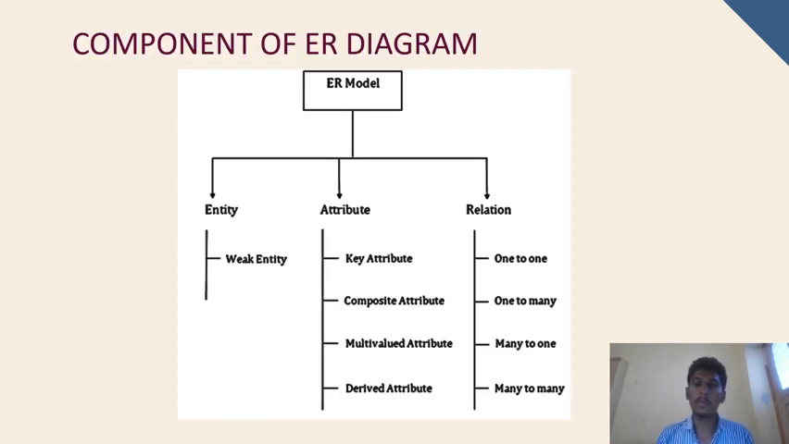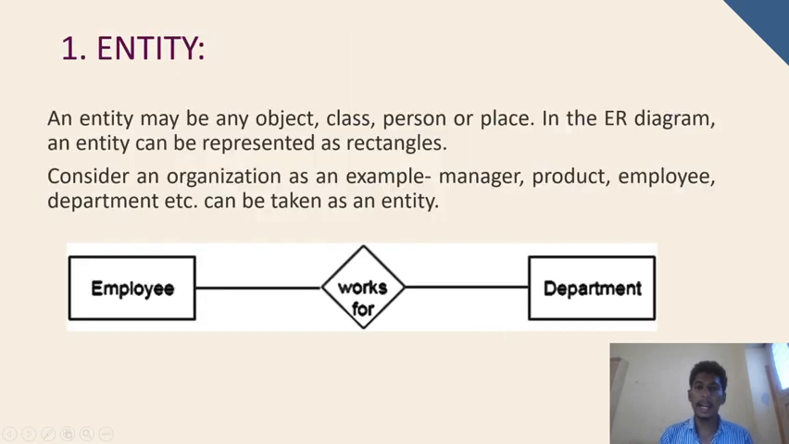So let us discuss the components of the ER diagram. The ER model is mostly classified into three: entity, attribute, and relation. And each component has types. Let us discuss each of them separately. Entity. An entity is an object, either a class, a person, or a place. In ER diagrams, an entity is represented by rectangles as shown here.